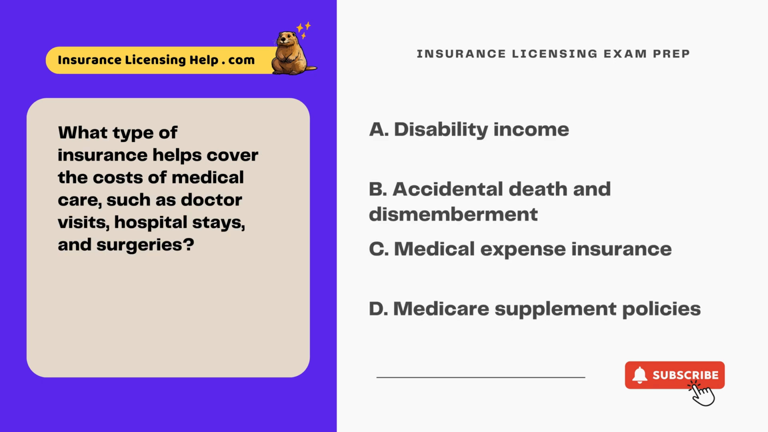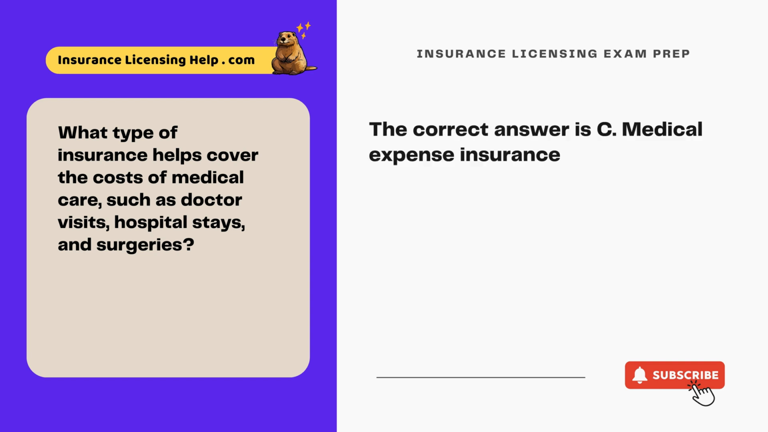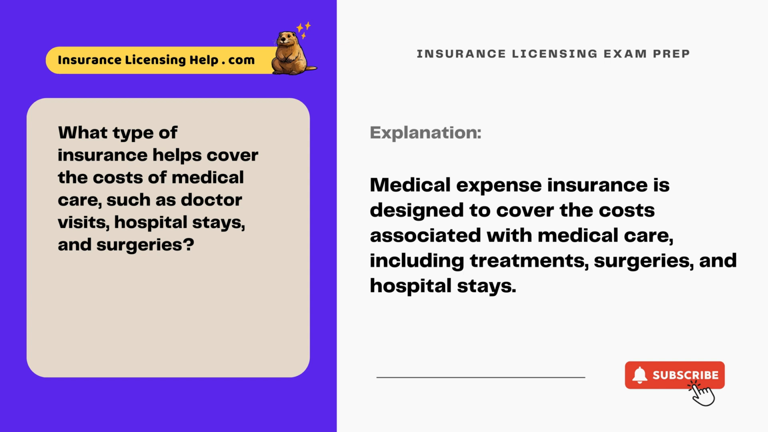What type of insurance helps cover the costs of medical care, such as doctor visits, hospital stays, and surgeries? A. Disability income. B. Accidental death and dismemberment. C. Medical expense insurance. D. Medicare supplement policies. The correct answer is C. Medical expense insurance. Medical expense insurance is designed to cover the costs associated with medical care, including treatments, surgeries, and hospital stays.